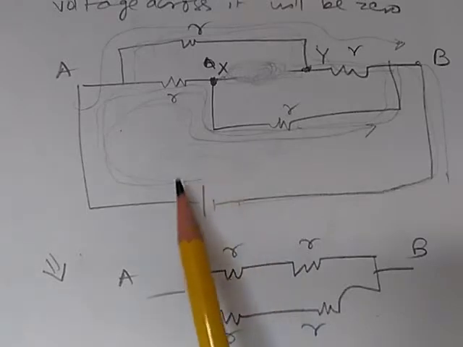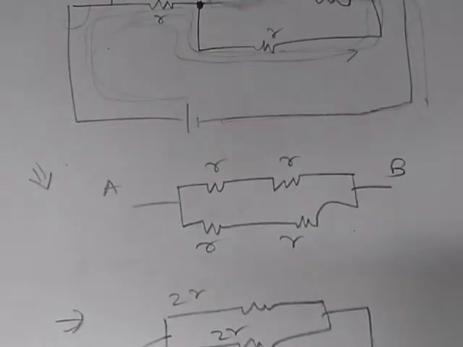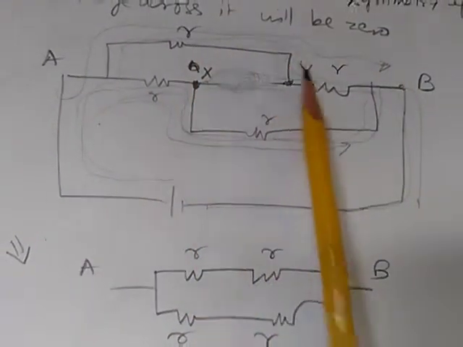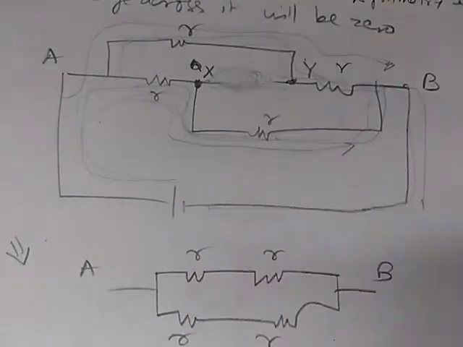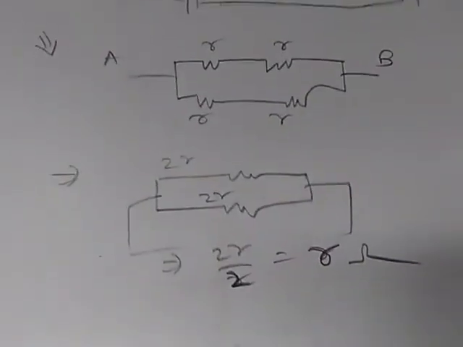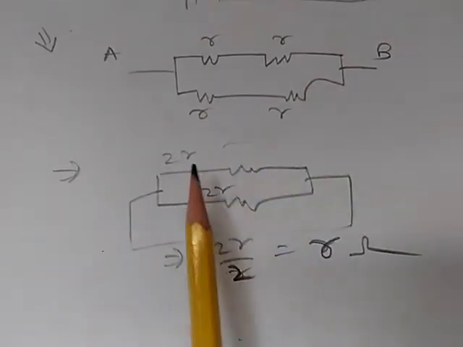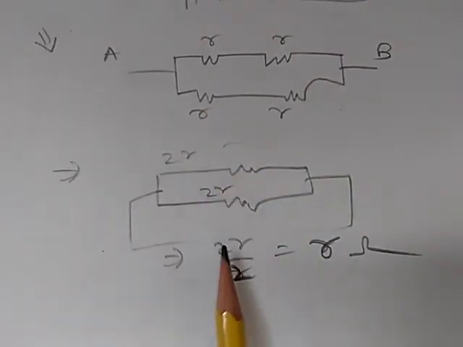Given that, the circuit simplifies to a circuit like this. There are two resistors, the two top resistors, R and R in series, and then these two resistors are also in series. Finally we get R plus R equals 2R, and this R plus R equals 2R. 2R and 2R are in parallel, so the equivalent resistance is 2R divided by 2, which is equal to R.